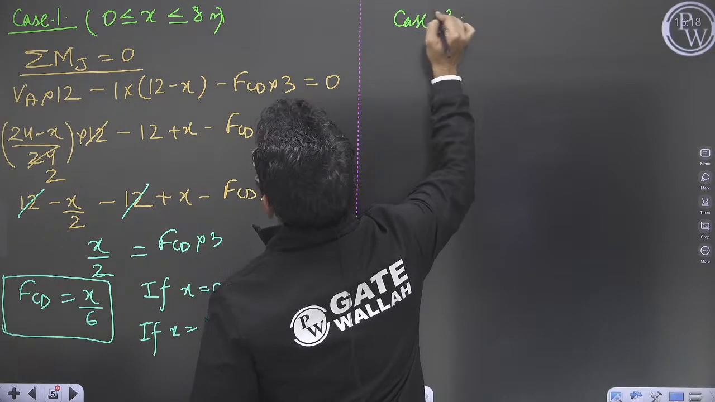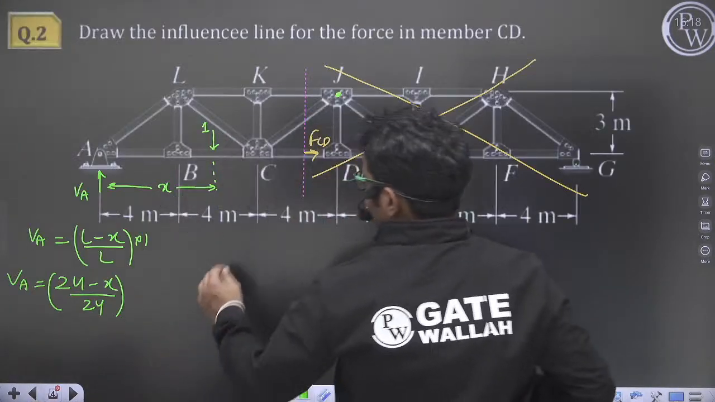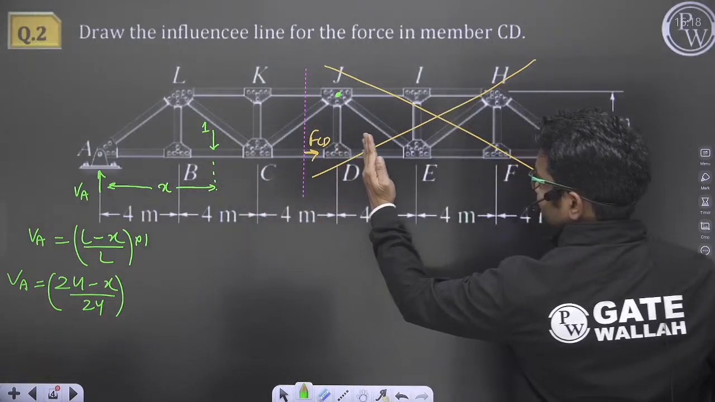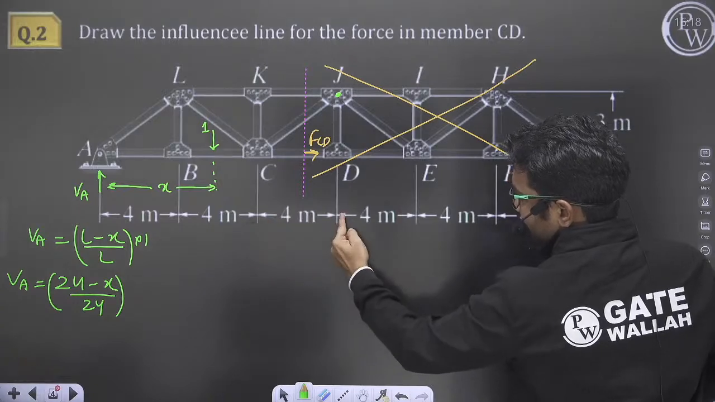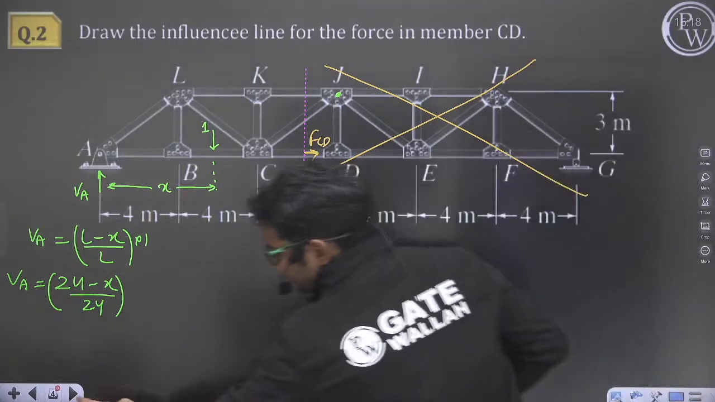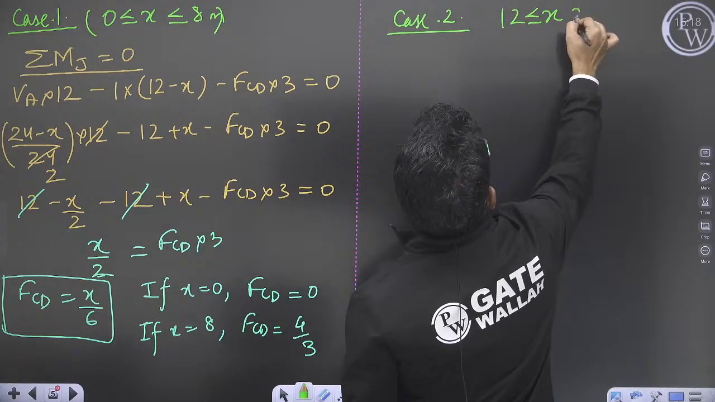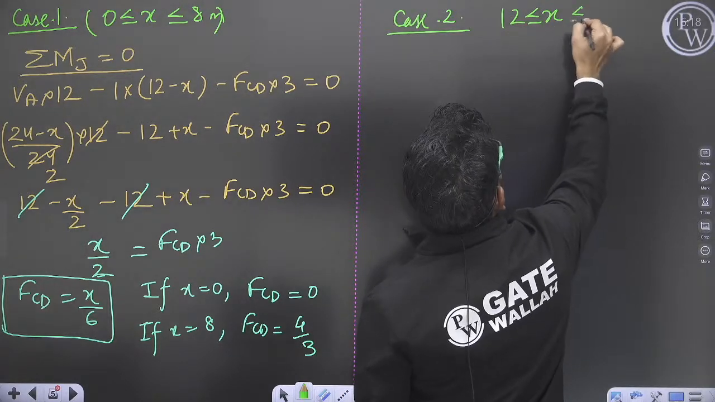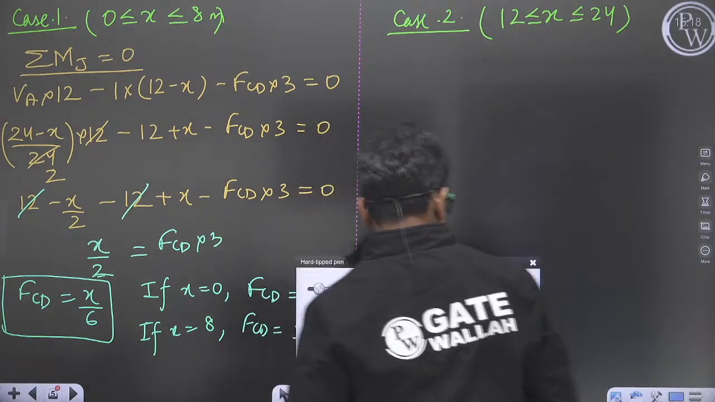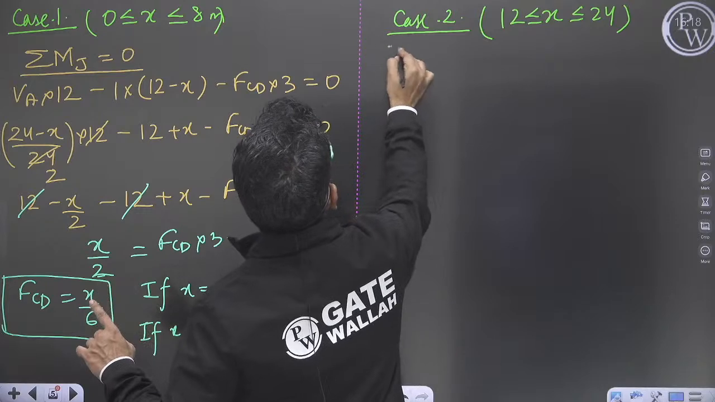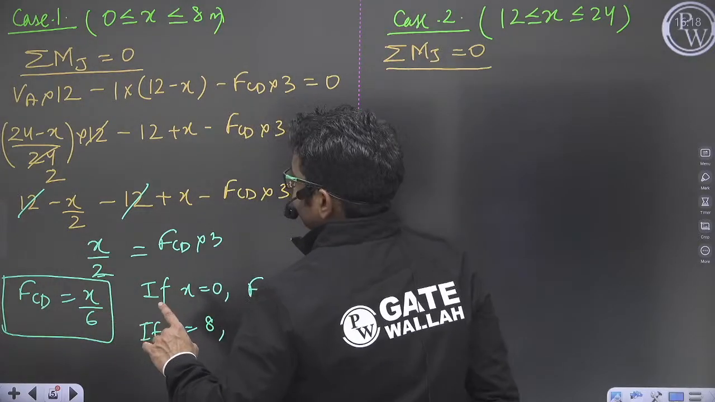In case 2, variation of x will be moving in this region from D to G. So at D, x will be equal to 12 meter. So from 12 meter to 24 meter, x will lie between 12 meter and 24 meter. x will vary from 12 meter to 24 meter. Again, summation of MJ is equal to 0.